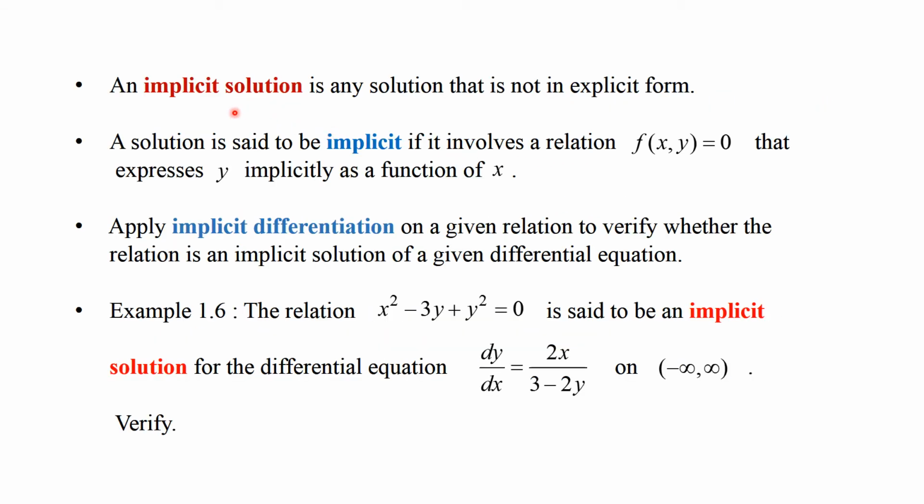The second form of solution is known as an implicit solution. An implicit solution is any solution that is not in explicit form. Okay, so a solution is said to be implicit if it involves a relation f of x, y equals 0 that expresses y implicitly as a function of x. In other words, that function cannot be expressed in the form of y equals f of x. Okay, the function y cannot be expressed explicitly in terms of x. Y is expressed implicitly as a function of x, hence the function is said to be an implicit solution of the given differential equation.